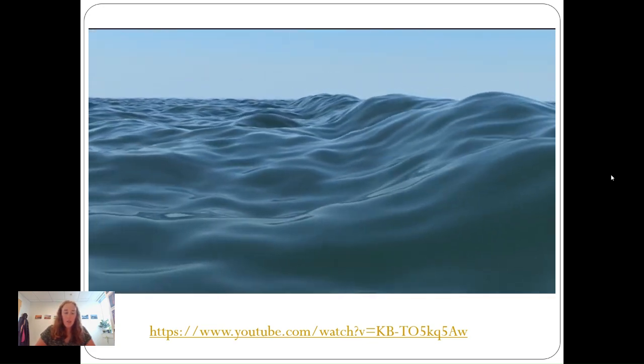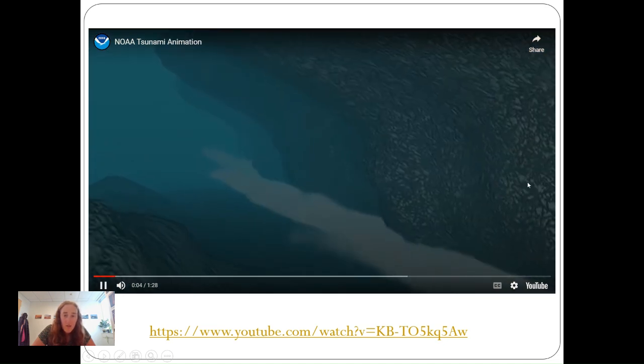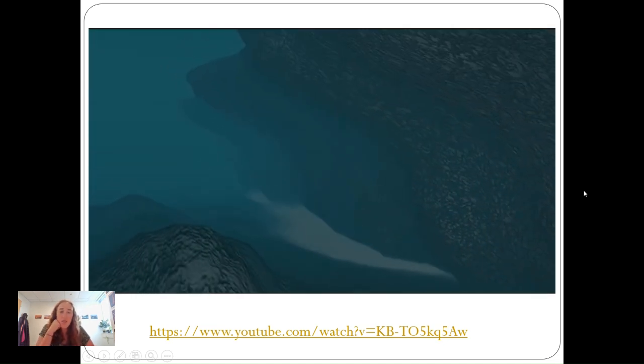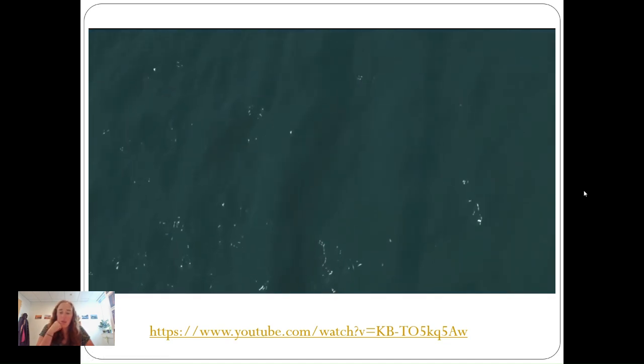All right, so what this showed us basically was that there's an earthquake that occurred. So let me just get back. Convergent boundary earthquake occurs, ocean floor gets pushed up, and then the tsunami wave travels to the coastline.